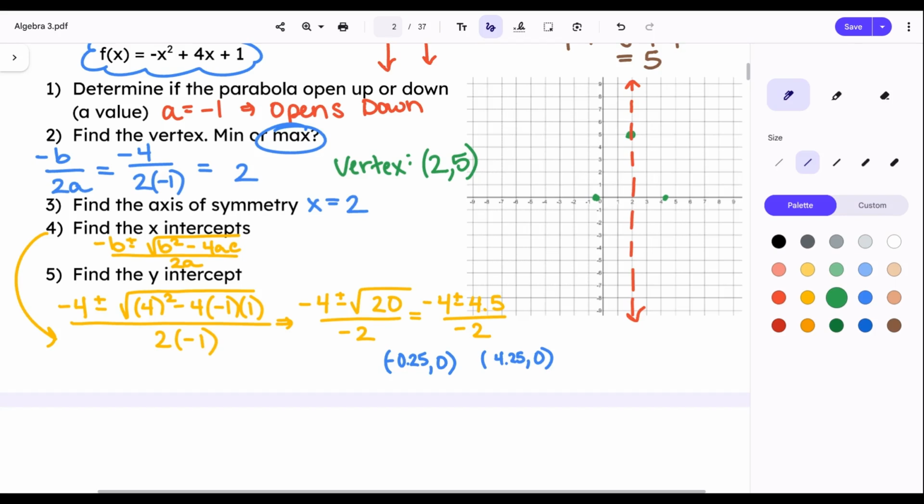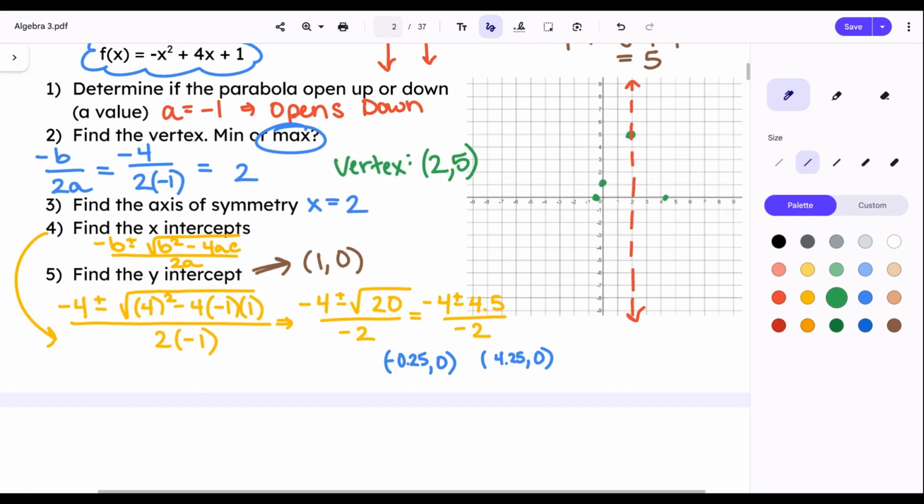Y-intercepts are way easier to find, because it's just your C value from up above. What did we say C was? 1. So your y-intercept is going to be that C, comma, 0. That's going to be your y-intercept. So then I'm going to go ahead and just add that up here. So I'm just going to go up 1.